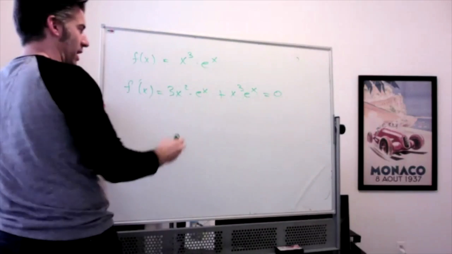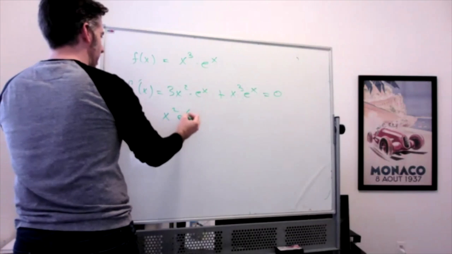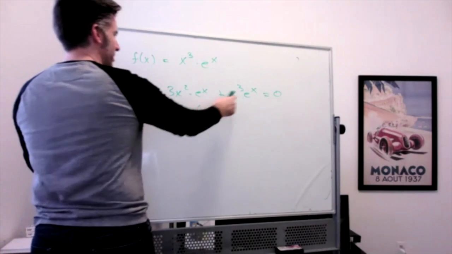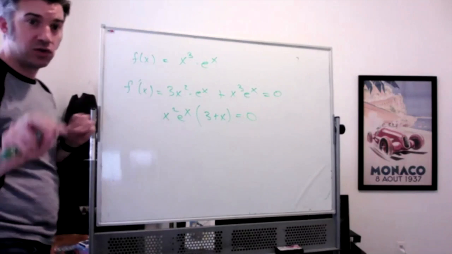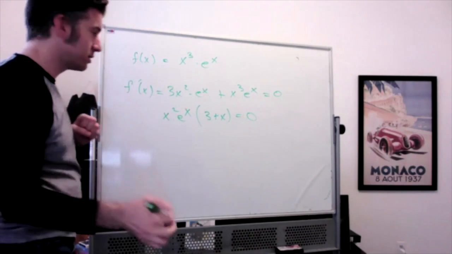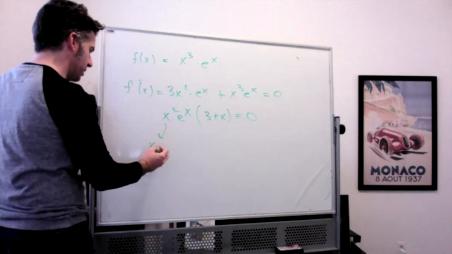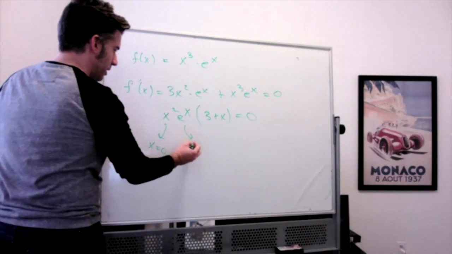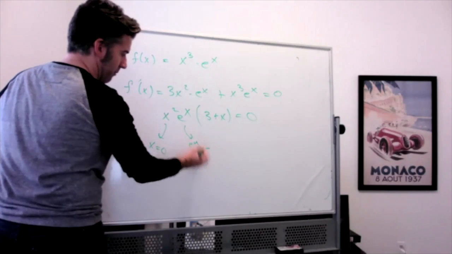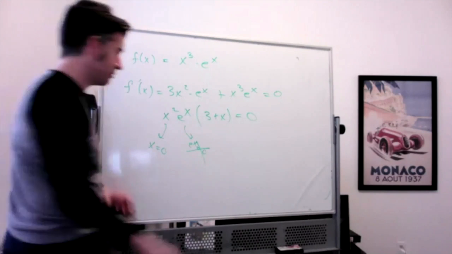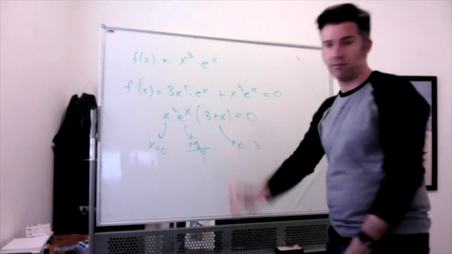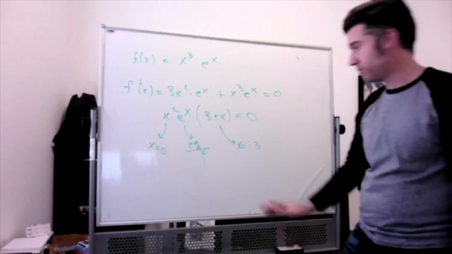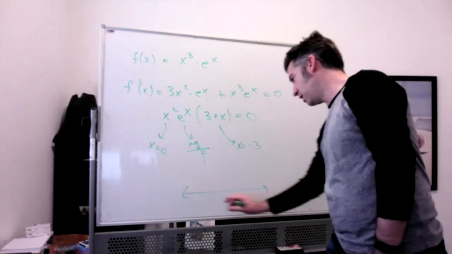So I can factor out x squared e to the x. I'm left with a 3 plus an x. And I see I have 2 critical values. x equal to 0. e to the x equal to 0 never happens; e to the x is always positive. And 3 plus x equal to 0, so x equals -3. So those are my critical values. Throw them on the number line.